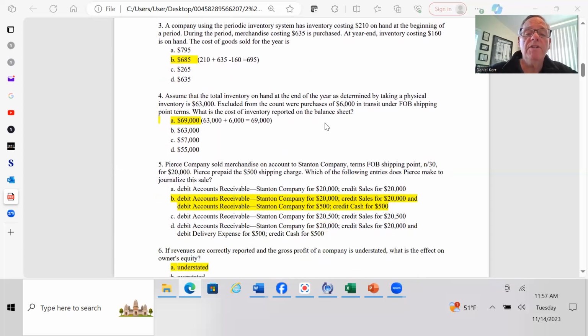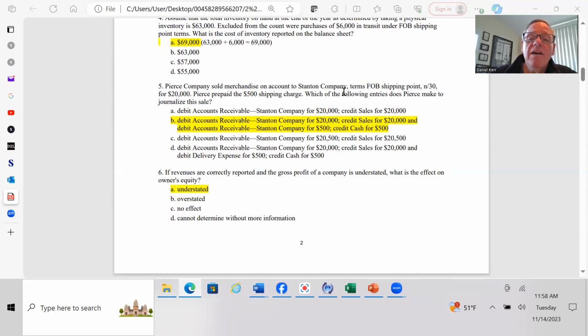Number 4, inventory on hand at the end of the year. We take a physical inventory. We've got 63,000. However, there's stuff that we purchased for $6,000 that's free on board shipping point. And if it means free on board shipping point, that means we actually take title of that merchandise when it gets to the shipping point. So the total amount of inventory that should be recorded is the original 63,000 that I counted, plus this 6,000 that has reached the shipping point. So we get a total of 69,000 there.